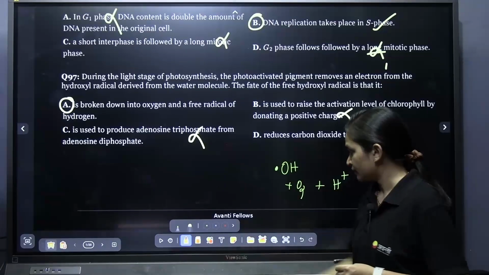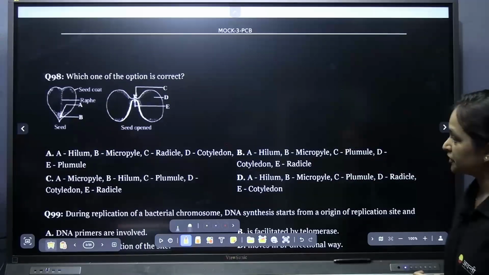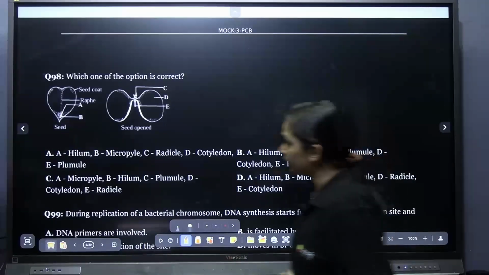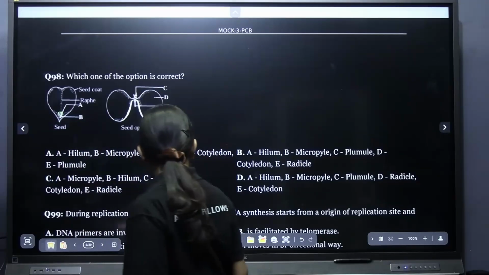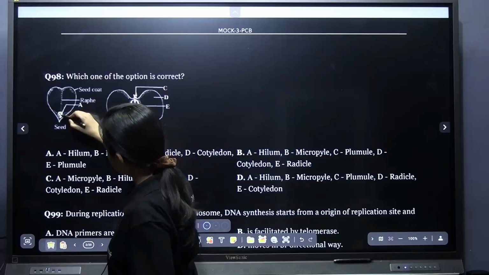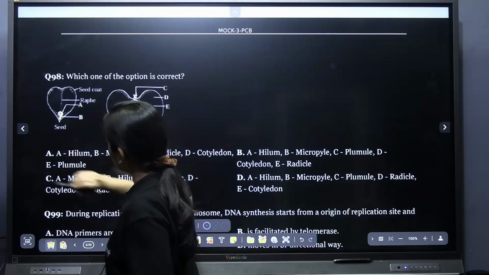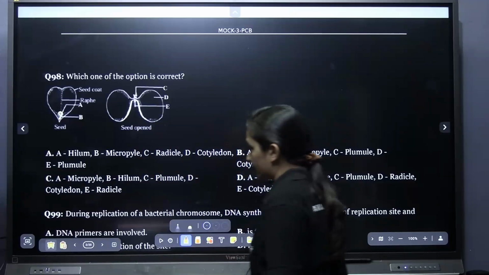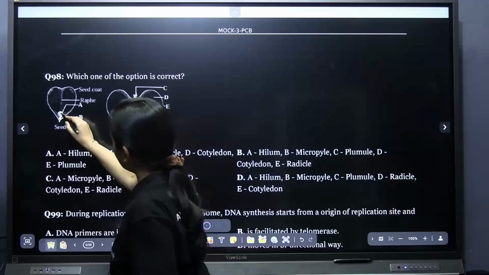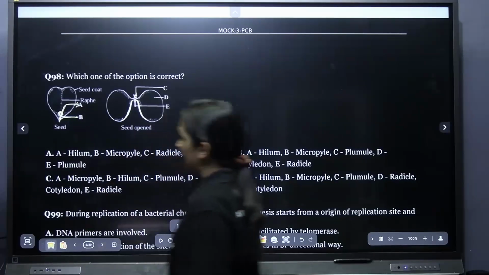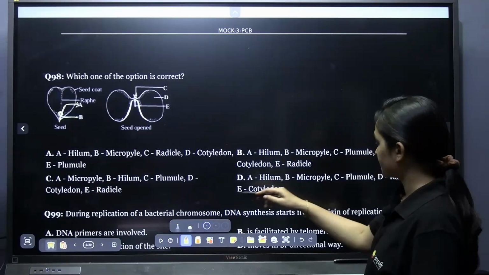So we are going for the next slide. 98th question, what is B? Here there is a hilum and above that there will be a micropyle. So B is the micropyle and A is the hilum. So A is the hilum, B is the micropyle.